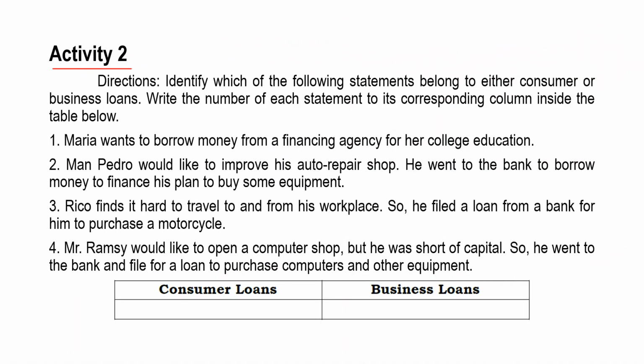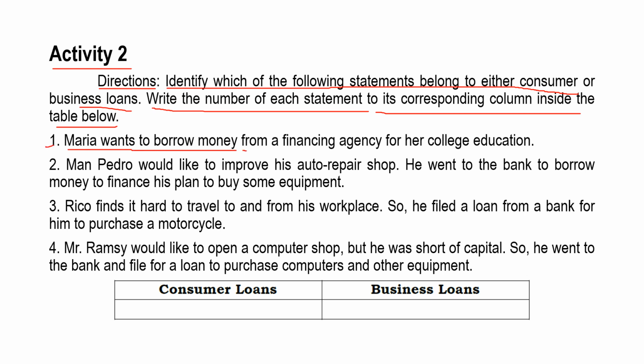And for activity 2, for your directions, identify which of the following statements belong to either consumer or business loans. Write the number of each statement to its corresponding column inside the table below. So for number 1, Maria wants to borrow money from a financing agency for her college education.